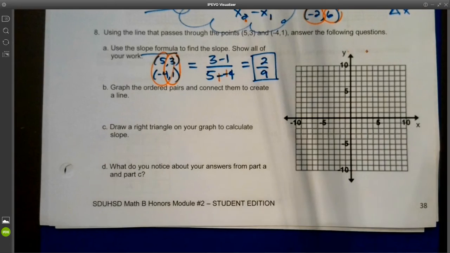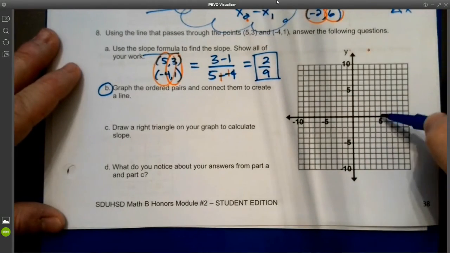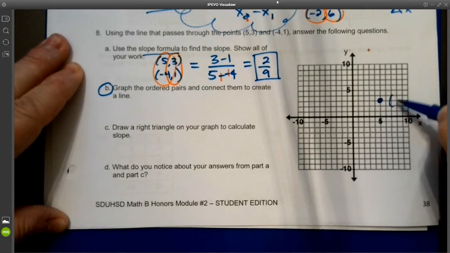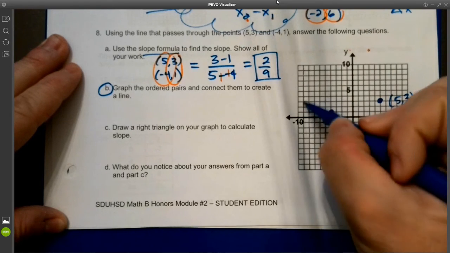But of course, what are we doing in part B? We're graphing. So I'm going to graph 5, 3, which is right here, and I'm going to label it too. And then I've got negative 4, 1, so negative 4 up 1, and I'm going to put that right here.